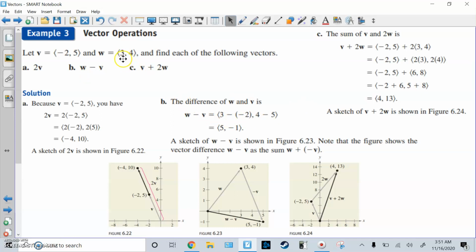w minus v, that's easy, you just fill it out. Do the first part of each, subtract them. The second part of each, subtract them. 4 minus 5 is negative 1. Here's a sketch of the picture. And the last one, v plus 2 times w. You double w first, then you add the first parts of each and the second parts of each. And here's a picture of that.